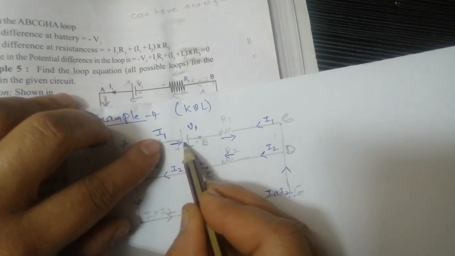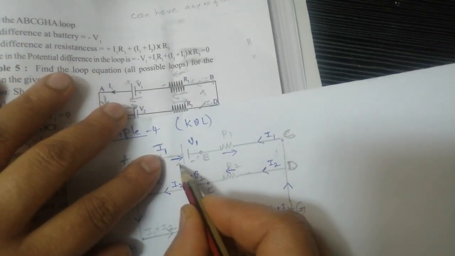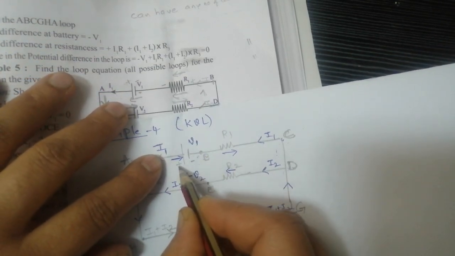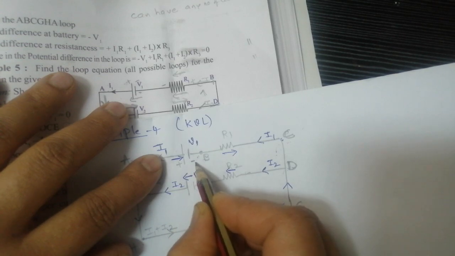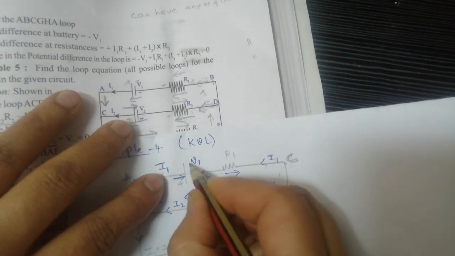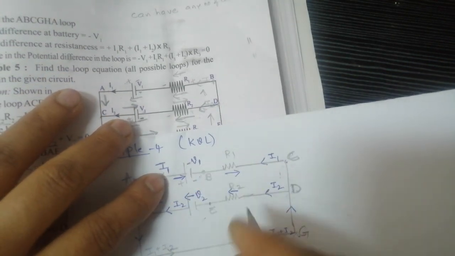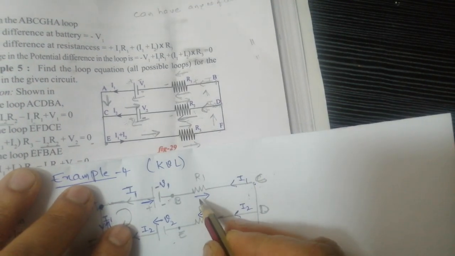This is the path, na. Current path direction means plus to minus. Plus to minus means high potential to low potential. Is it decreasing or increasing? Decreasing. Decreasing means what will we write? Negative. Okay, here the negative.